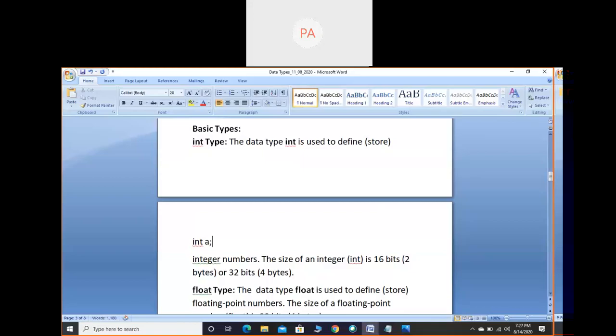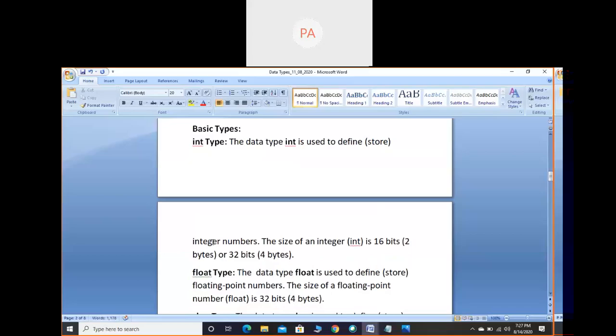So a is a variable. In variable a we are storing the integer value. So that completes the meaning: int a semicolon. If we just write only int, that is meaningless. It will show an error. So whenever we consider the data types, we have to consider the variable also.